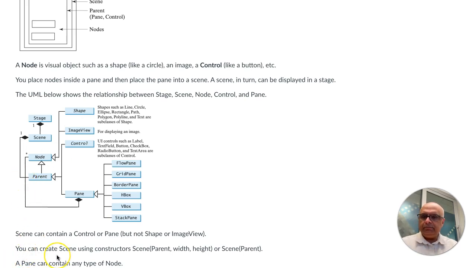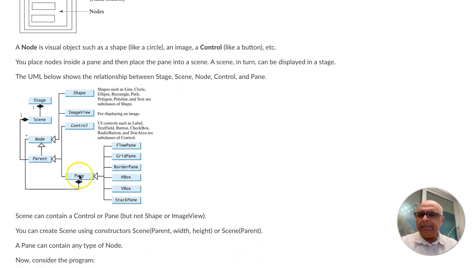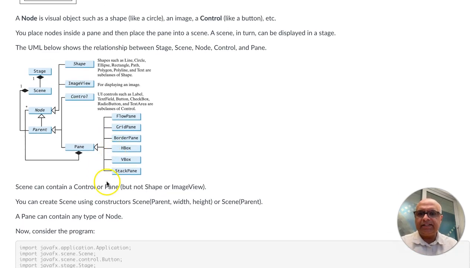You can create a scene using a constructor, and then you can provide this parent object to put in there, and a parent object can have the actual elements that you want to display. You can provide a width and height, or you can use default width and height. A pane can have any type of node. It might seem very complicated, but the best thing is to write a little piece of code to understand all of this.